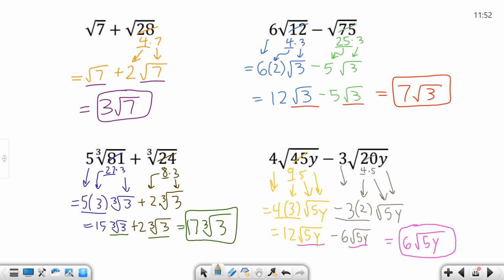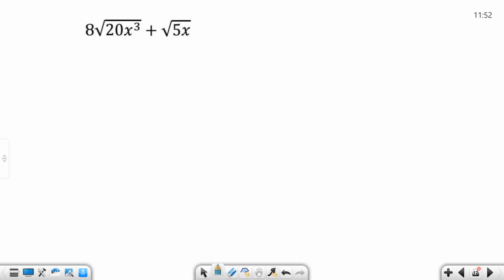So each one of those was simplifying a radical, but we had to simplify each one separate. 9 times 5 is 45. 4 times 5 is 20. They both were left with 5y under the radical. If one had been 5y and one had been 6y, we couldn't have put those together. But they're the same thing, so we could combine those like terms.